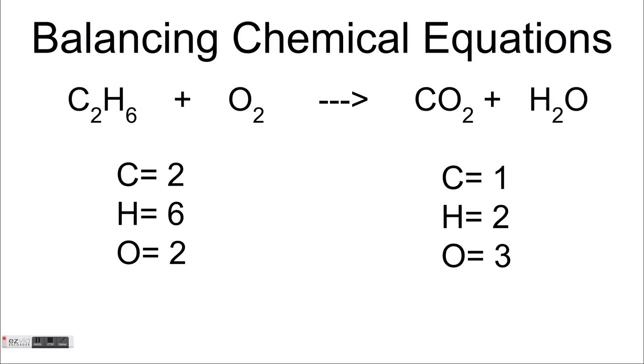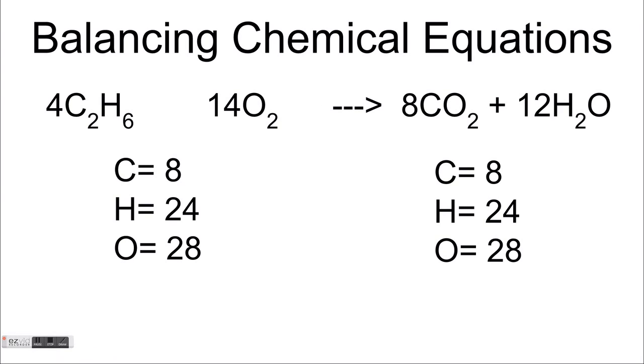The first rule of balancing a chemical equation is that we cannot change the subscripts or add extra molecules. All we can do is change the coefficients. Look what happens when we add coefficients. The numbers of atoms in the reactants are now equal to the products.